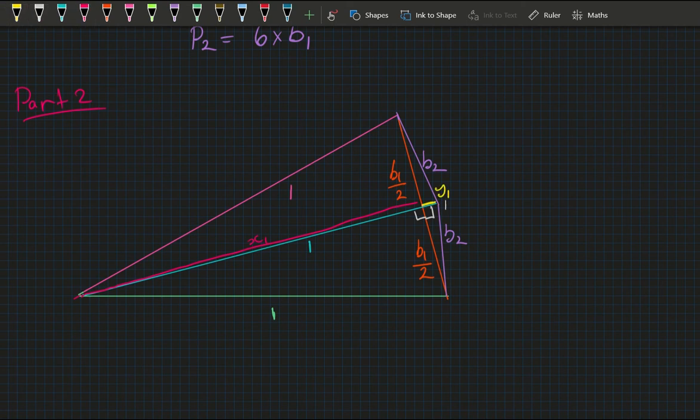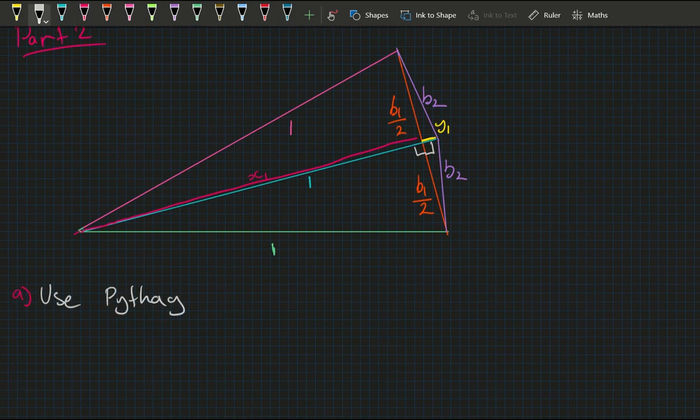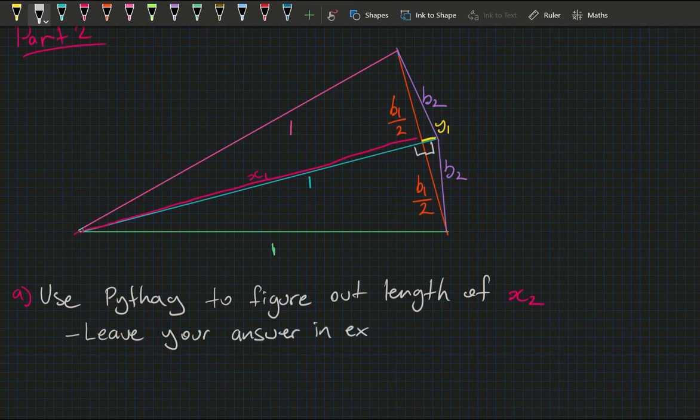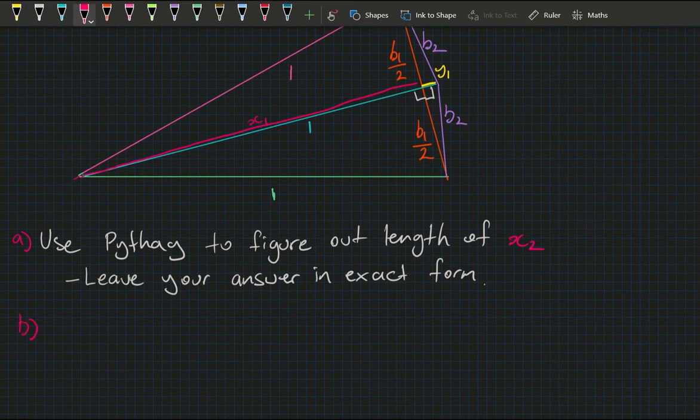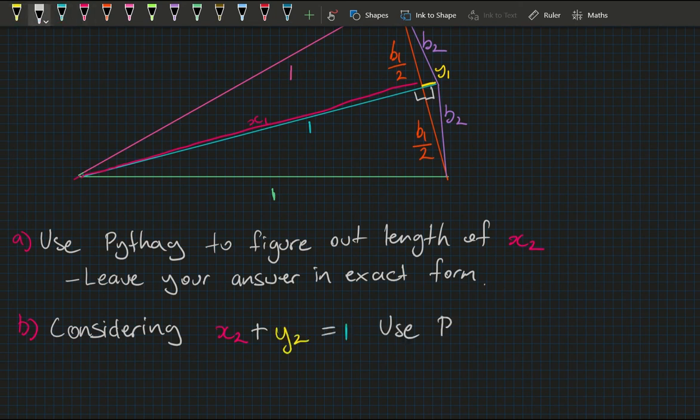So okay, for this part of the challenge, part A is using Pythagoras' theorem to figure out the length of x. Leave your answer in exact form. Now in part B, considering that x2 plus y2 equals 1, use Pythagoras' theorem to figure out the length of b2.